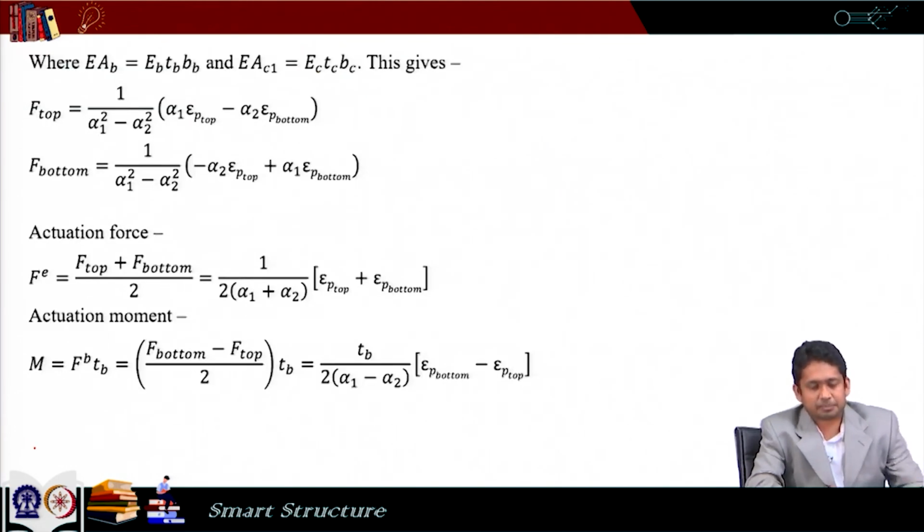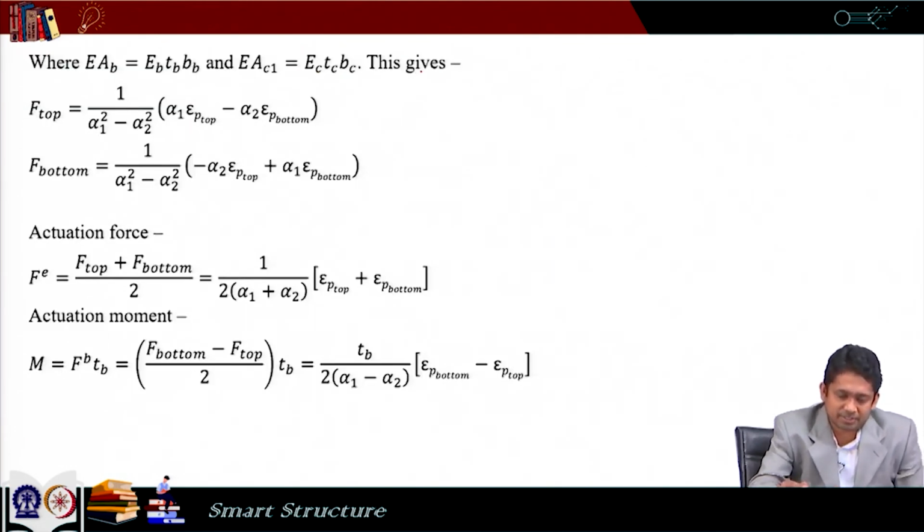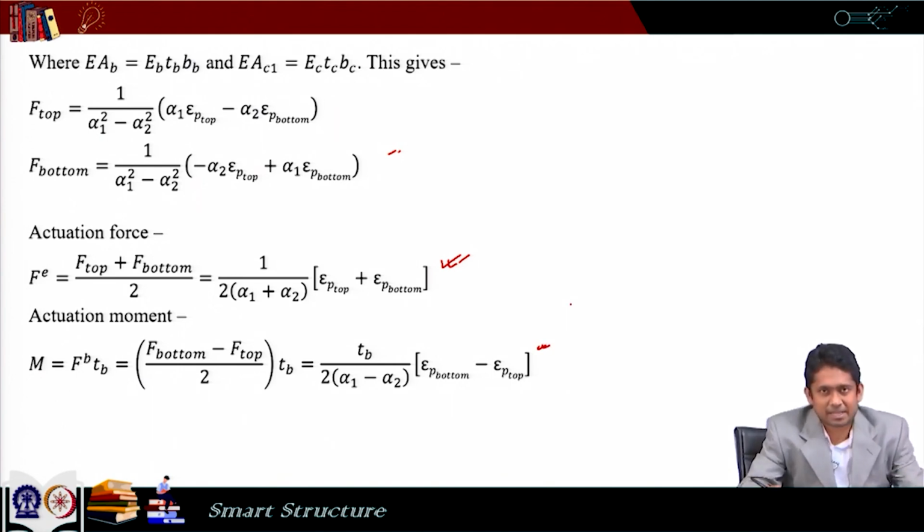and after that we solve the equations and we get our expressions for F top and F bottom, and from there we can find the actuation force, the extensional part of the actuation, and for the bending part of the actuation we can get that force or the corresponding moment, and then we can analyze the same beam.